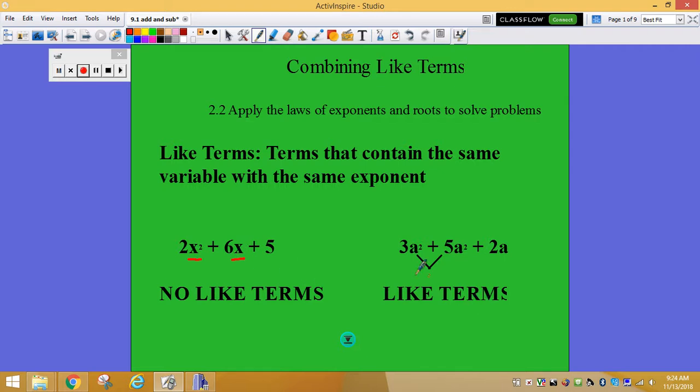This one, there are like terms. This is an a squared. This is an a squared. So I could combine these two. 3 plus 5 is 8. Now, one thing you need to know when you're combining like terms, you leave your variable and exponent the same. Don't add the exponents, okay? You leave them the same. So 3a squared plus 5a squared is 8a squared. Now, I cannot combine this 2a because this is an a squared and this is just an a. So I'm just going to write plus 2a.